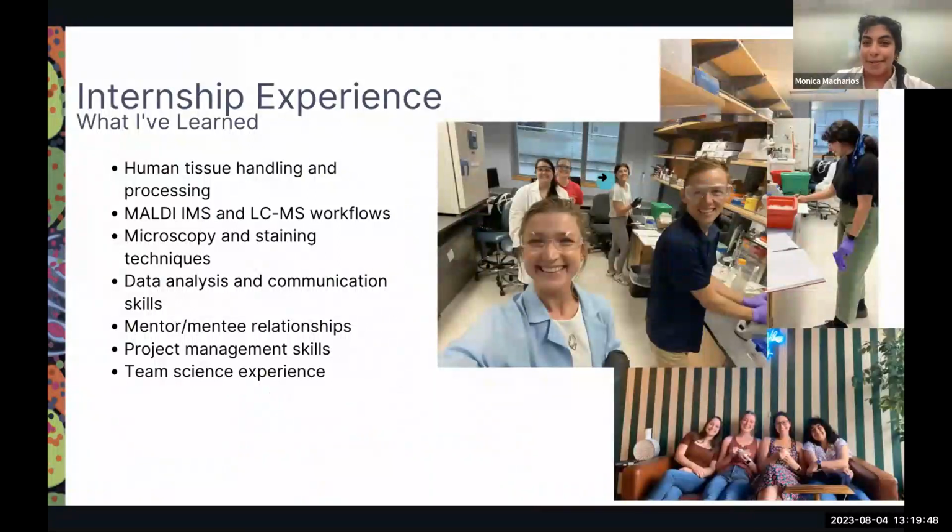During this internship, I learned quite a lot. I learned everything that I did at this lab was pretty much new to me. I learned a lot regarding tissue handling and imaging, as well as data analysis and presentation skills. And I cultivated really great mentor relationships, and this helped me a lot regarding my academic career.